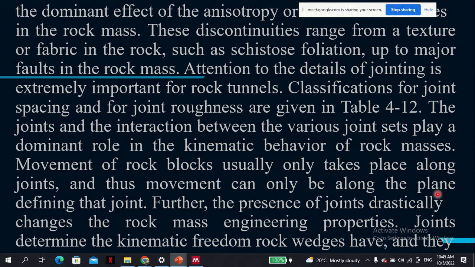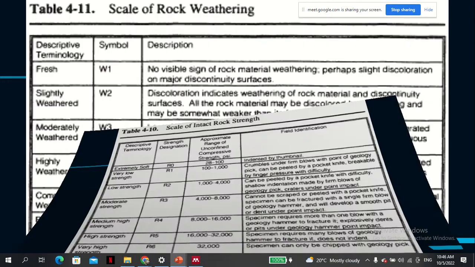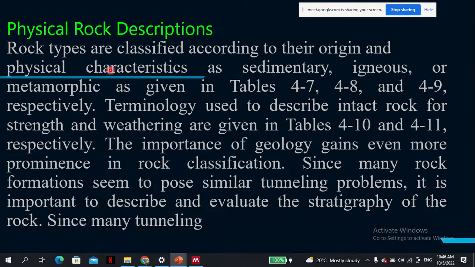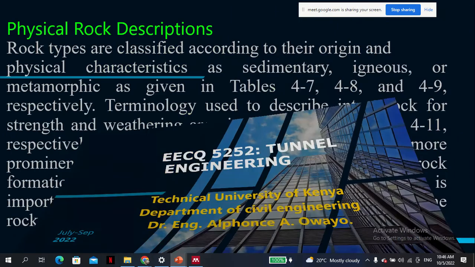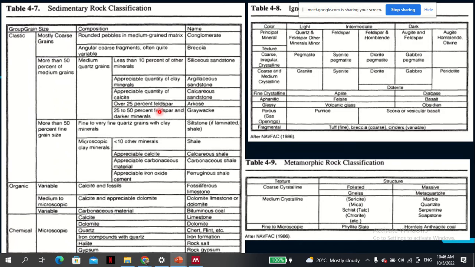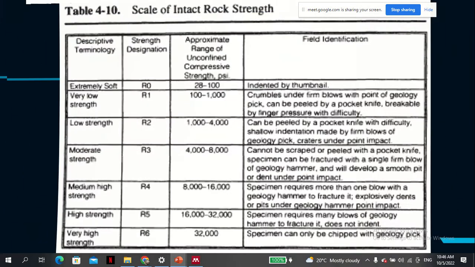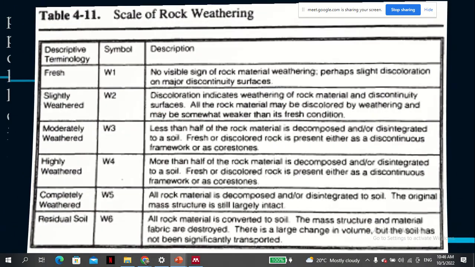Movement of rocks usually only takes place along the joints. I've said this, and this movement can only be along the plane defining the joint. This sliding can only happen along this joint. So once you create the open space, if sliding has to occur, it can only happen on this joint. That's why great detail is paid to the joints.